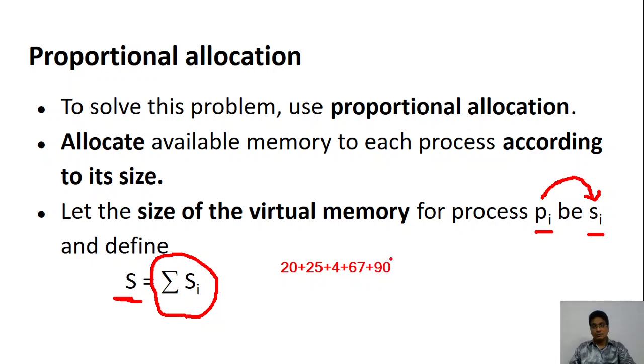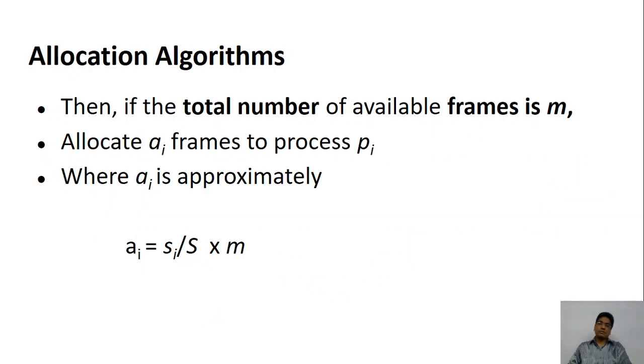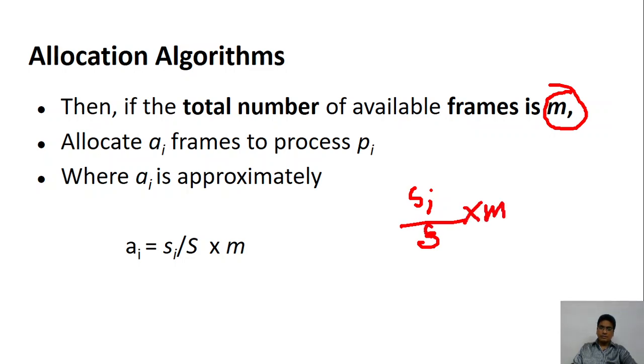You sum all of them, this is the total requirement. So there are 1, 2, 3, 4, 5 processes. So you have 5 processes, all of them require this much of memory. Simple as that. So now look at what is the total capacity you have. If your total capacity is M, then proportionately you give them. The requirement for the process Si divided by the total, you will get the fraction, multiply it with the M frames. That is what you get.